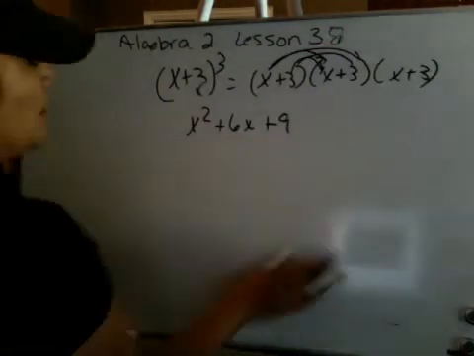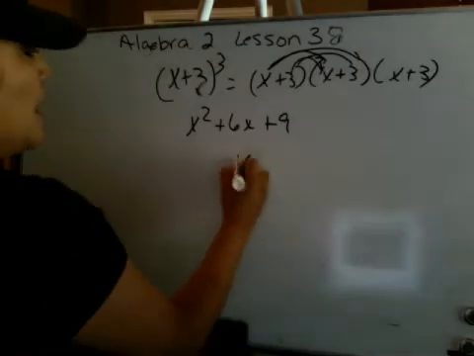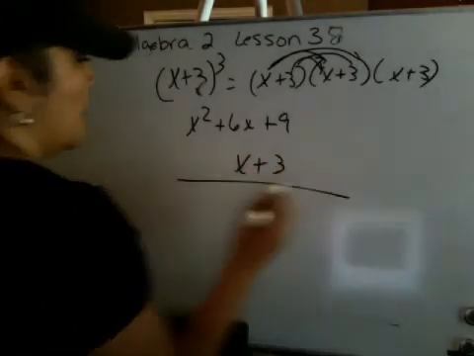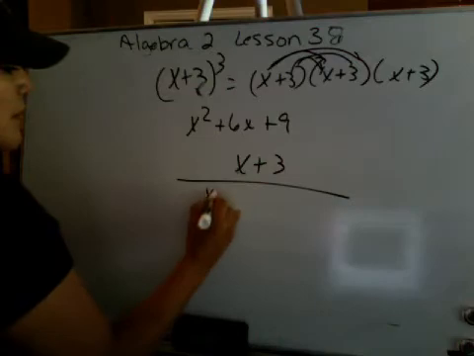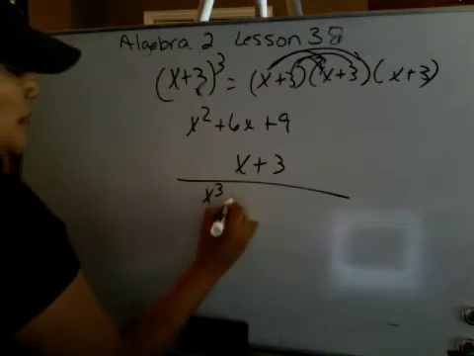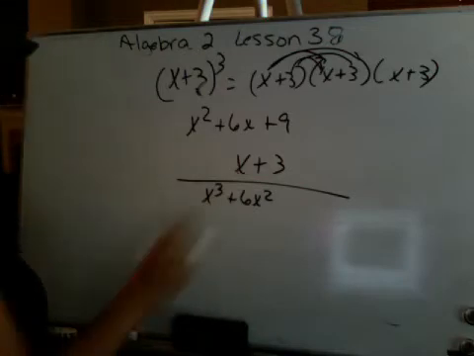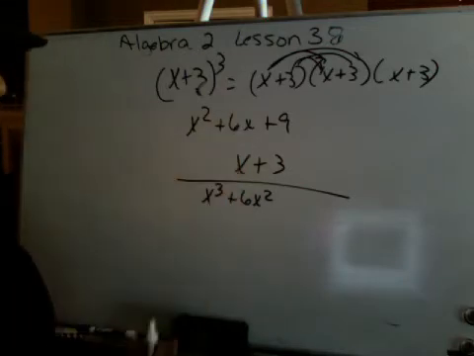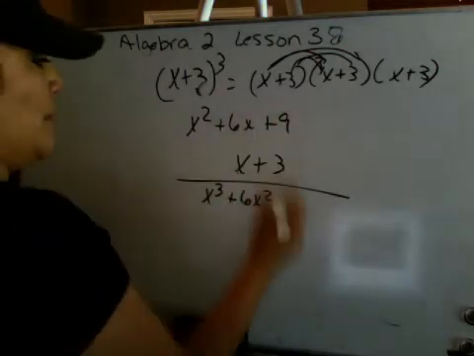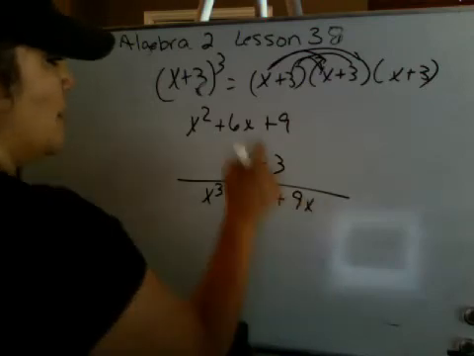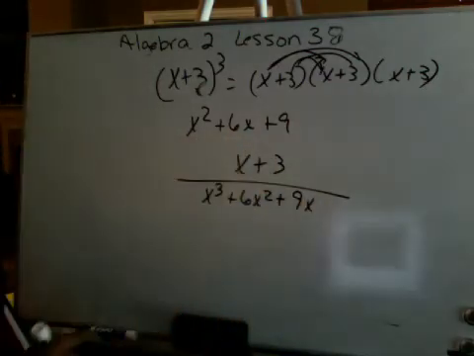Now, that was only two of them. So now I want to do the third x plus 3. Again, I do x times the first, x cubed, x times 6x plus 6x squared. Can't forget, when I multiply, I'm not adding, I'm multiplying. So x times x squared is x cubed, my exponent rule. x times 9 is plus 9x. And don't forget, you've got to keep that sign with it.